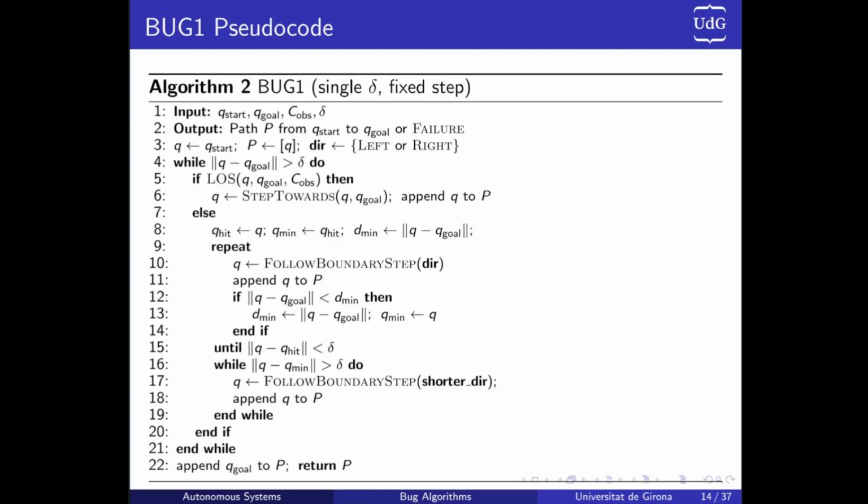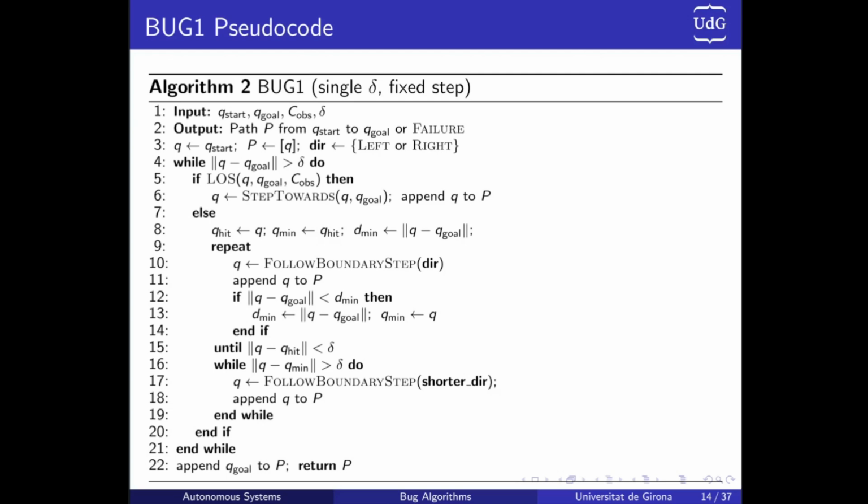If we have line of sight, we do exactly the same. We just move forward and append the new position. However, if not, what we do is we record not only the hit position, but also the minimum distance, okay? In the beginning, the minimum distance will be the d-min, okay? Two things: the minimum distance between the current position and the goal, which of course the first time for sure is the minimum because it is the only one that we have, and where we have computed this d-min.